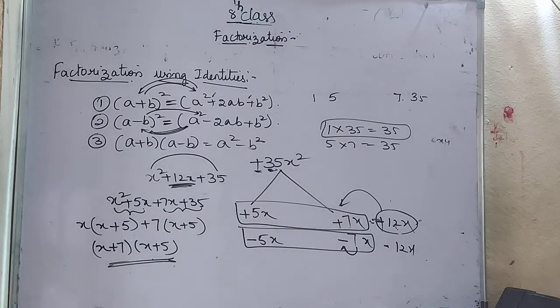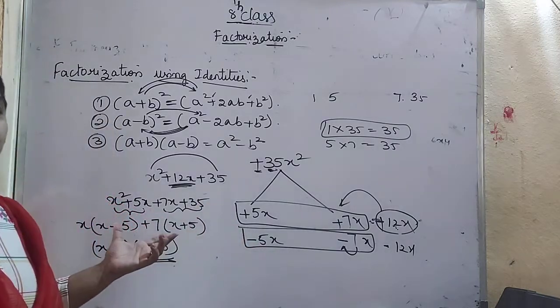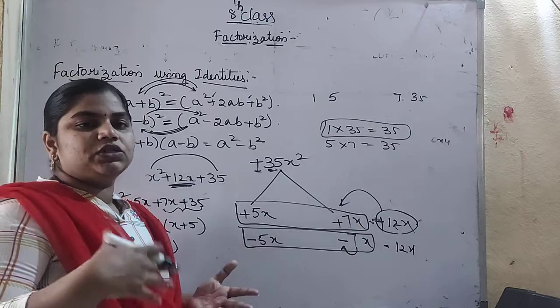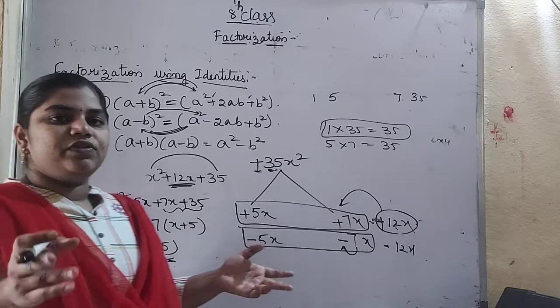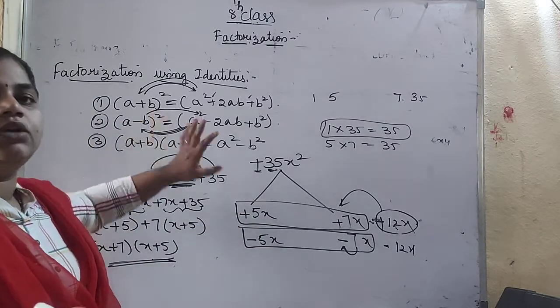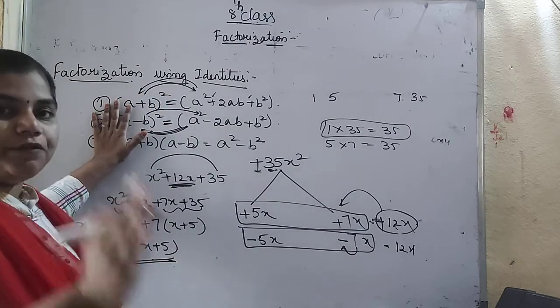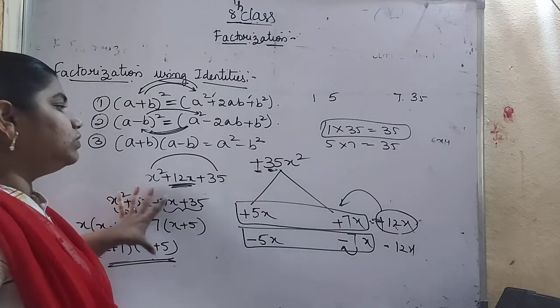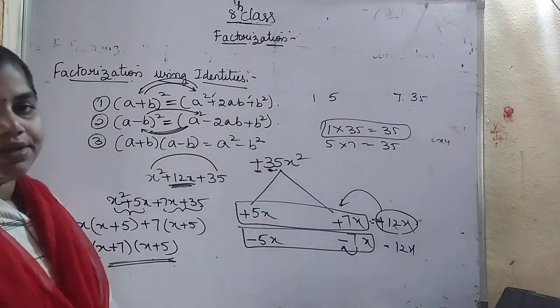So whenever the first term and last term are not in the form of square terms, directly we can apply this method. You can apply this method even when the first term and last term are square terms, but we will use these identities because it will be very easy to factorize by using the identities. Whenever the first term and last term are not in the form of square, then only we use this method. So this is without using the identities.